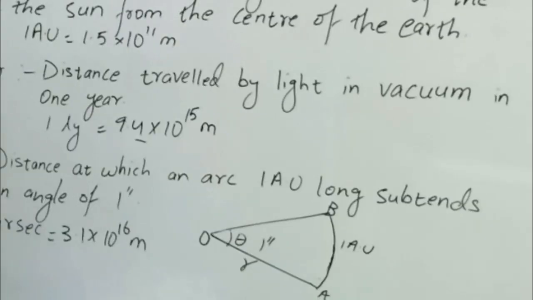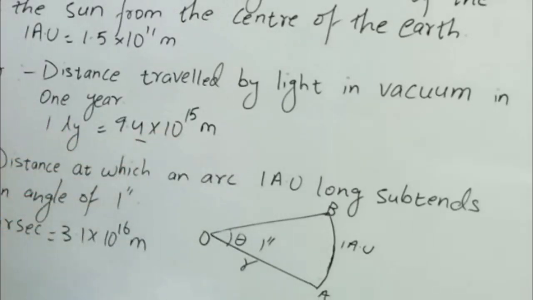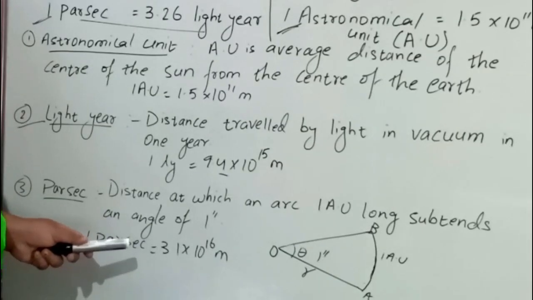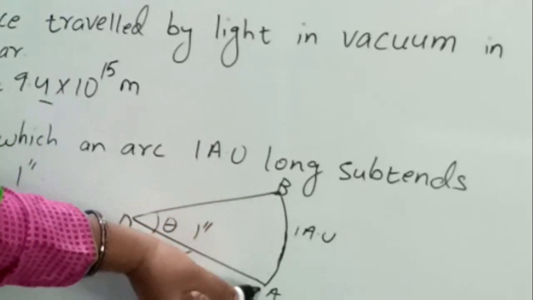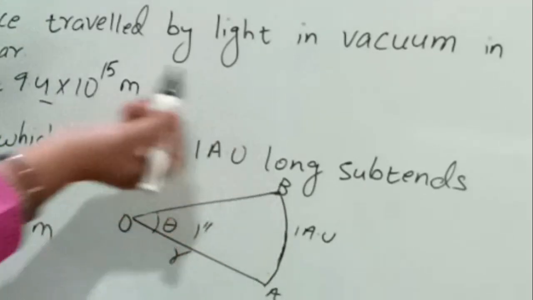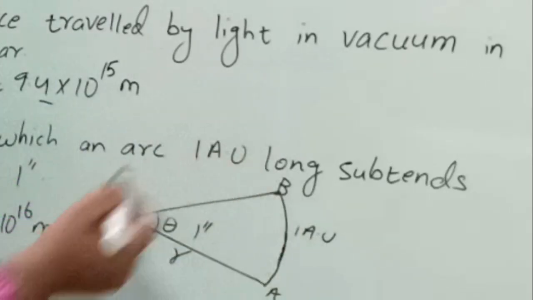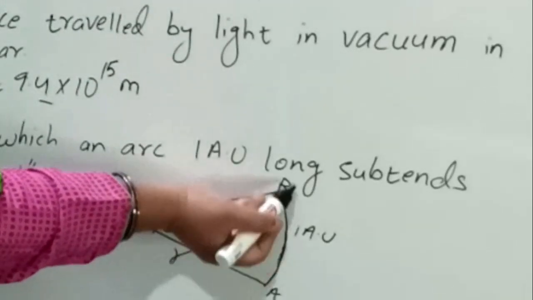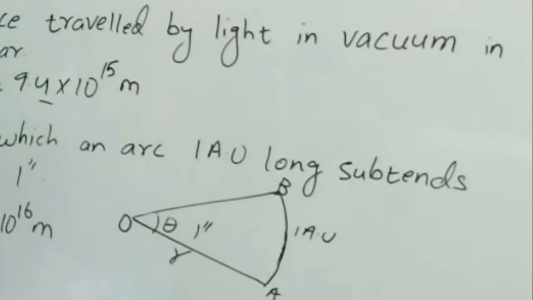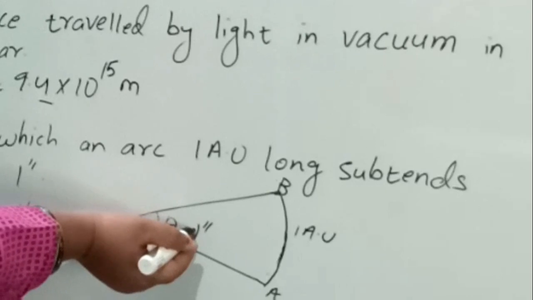What is parsec? It is the distance at which an arc 1 astronomical unit long subtends an angle of 1 second. Suppose AB is 1 arc. What is the length of this AB? 1 astronomical unit. This AB is 1 arc, its length is 1 astronomical unit. This arc makes an angle of 1 second.